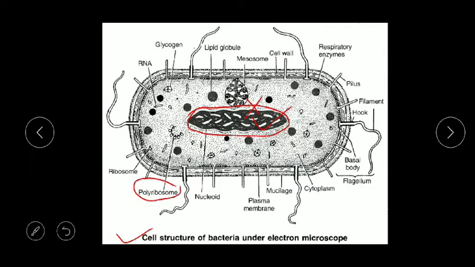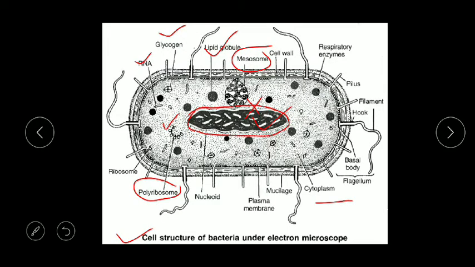Now, besides that, you can find some polyribosomes in the cytoplasm. We will discuss this in detail also. You will have a mesosome. You will find this mesosome, the invagination of the plasma membrane. You find some lipid globules. Then within the cytoplasm, some RNAs are also present, and some glycogen is also present. This is all found in the cytoplasm.